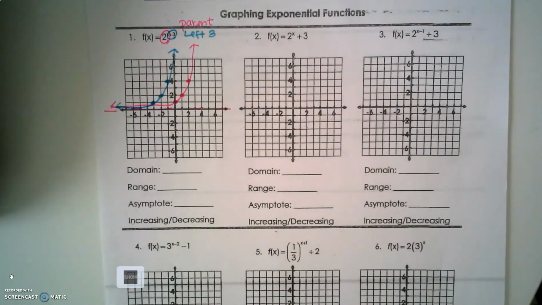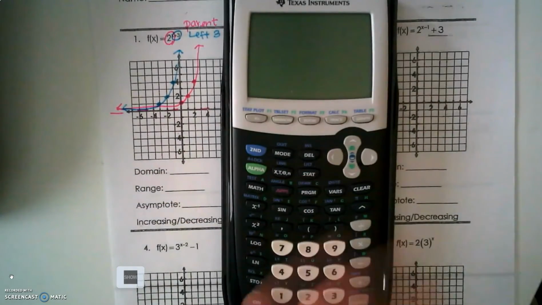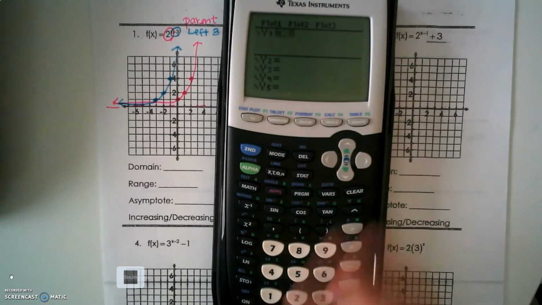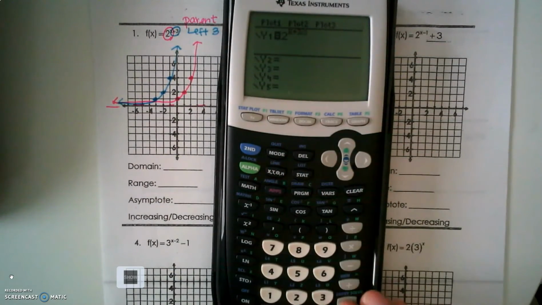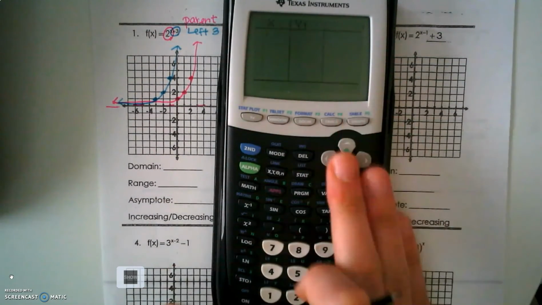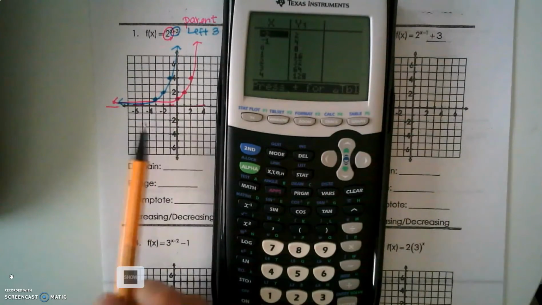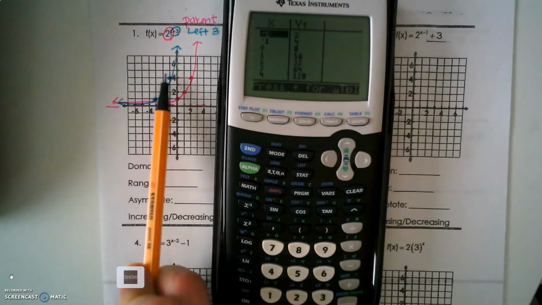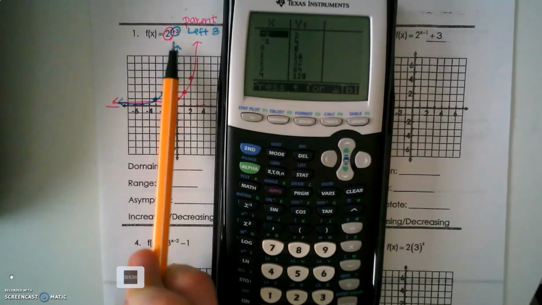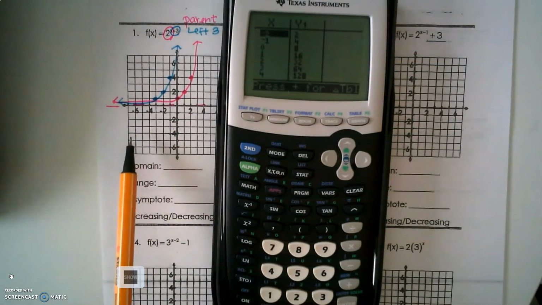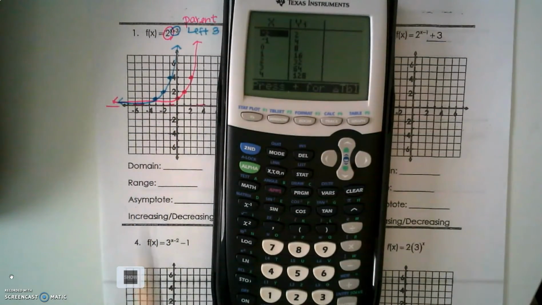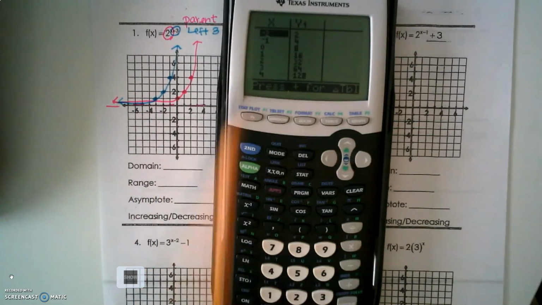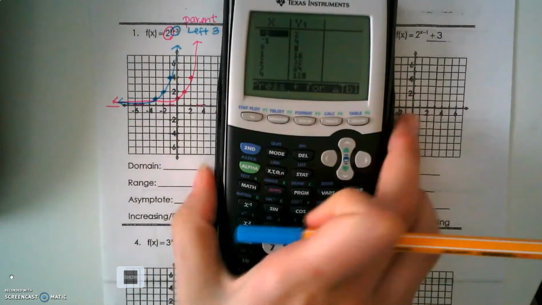I can get those same values from my calculator to graph. So I would type 2 raised to the x plus 3, second table, and I have -2, 2, I have -1, 4, 0, 8 on my graph. Okay. Everything we talk about, we're talking about from the transformed graph. So you can use your calculator to create those points.